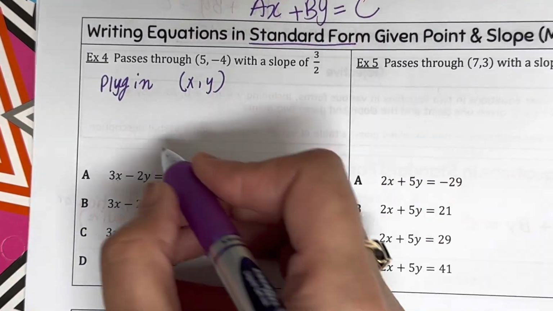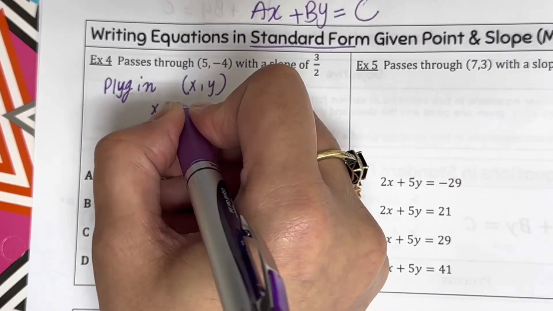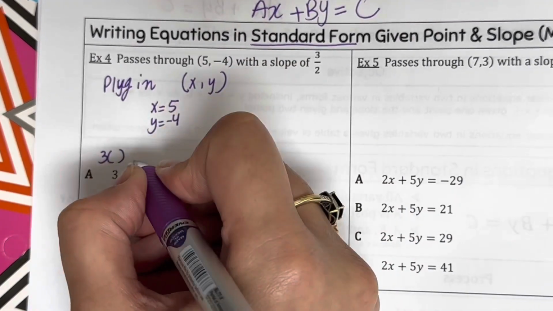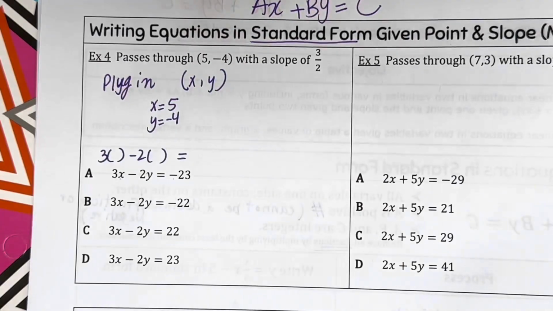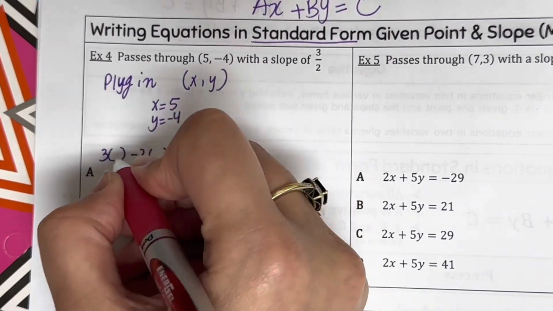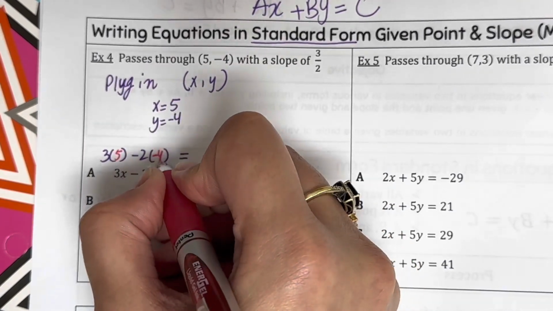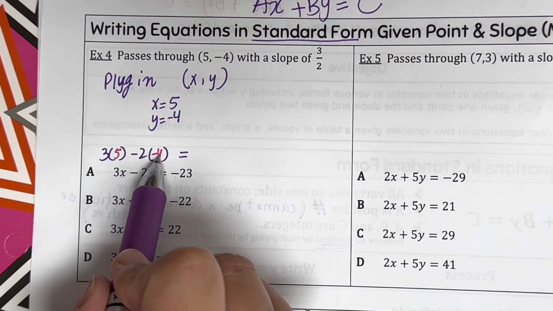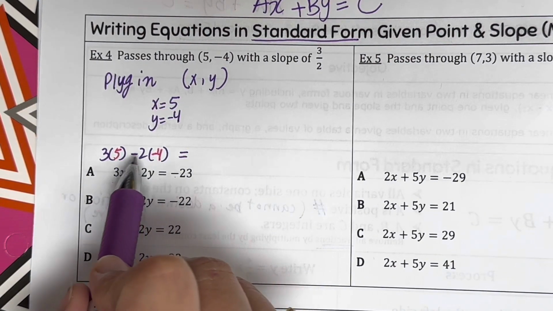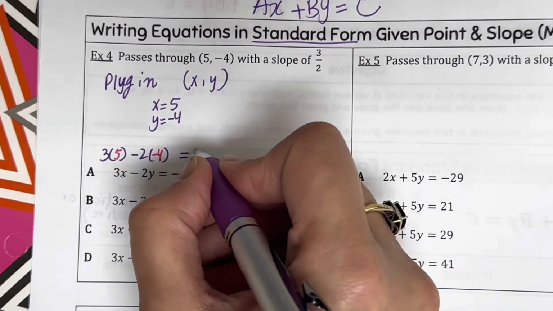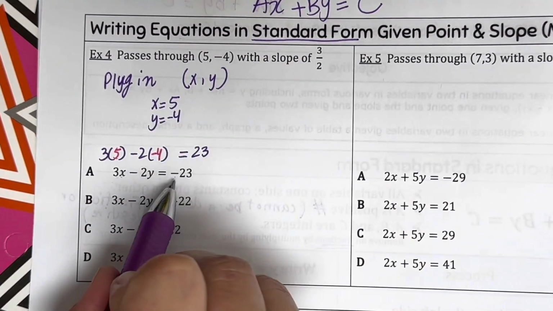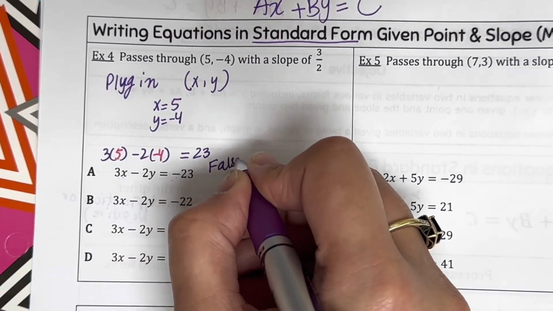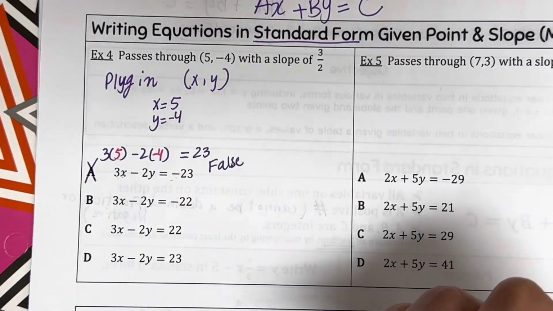I'm going to check in here. The x value is 5 and the y value is negative 4. I'm going to do the plug-in method, so put my parentheses and replace the numbers. x is 5, y is negative 4. And simple PEMDAS: 3 times 5 is 15. Negative 2 times negative 4 is a positive 8. So 15 plus 8 is positive 23, but the equation said it should be negative 23. That is not true. It is false, so this is not my answer.